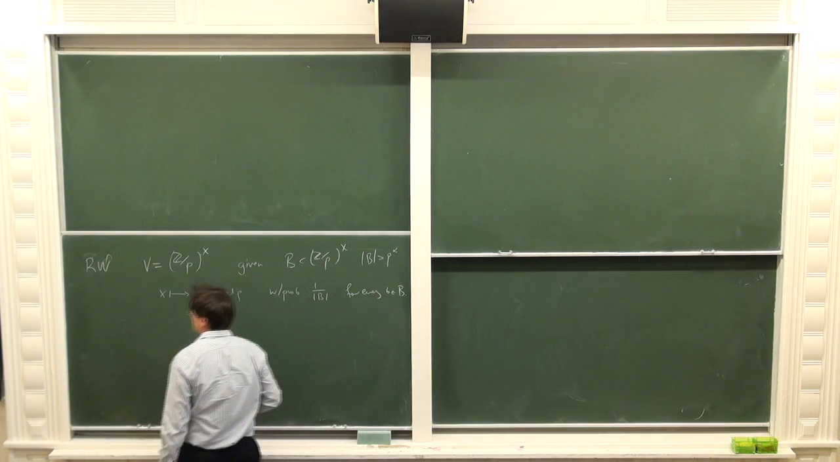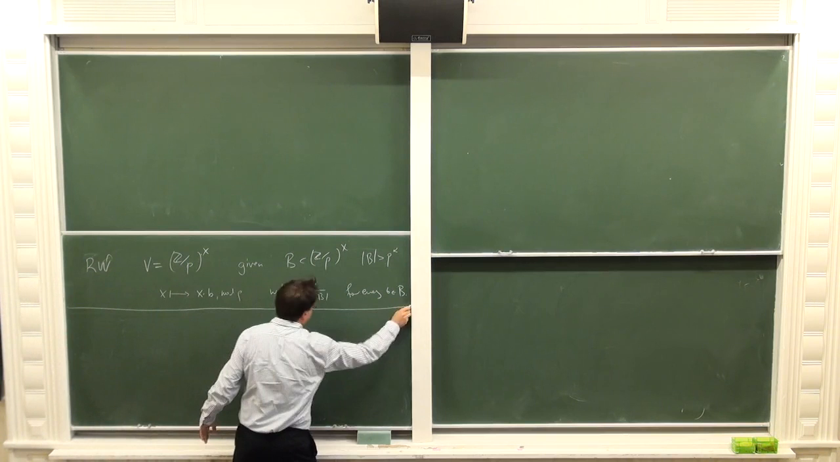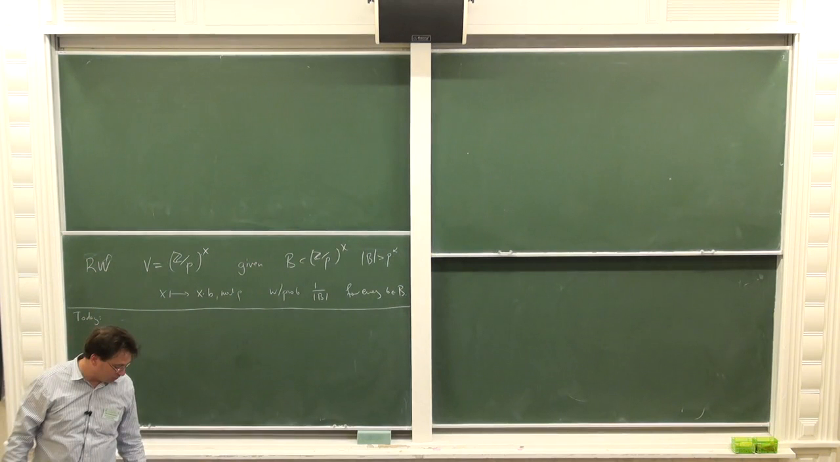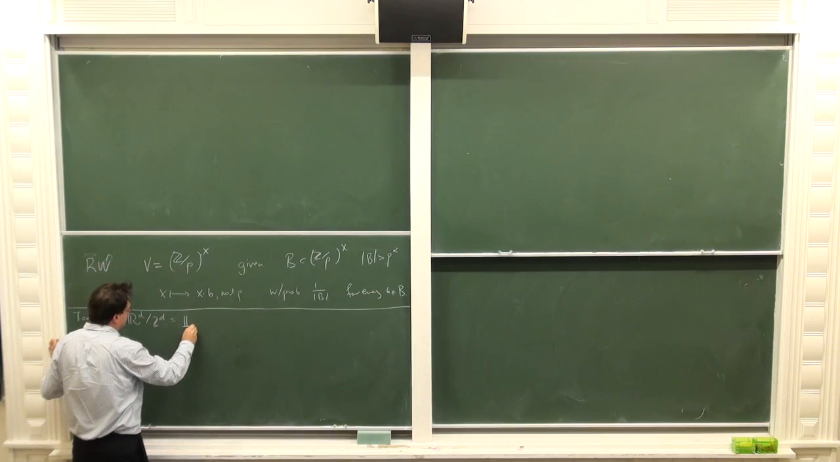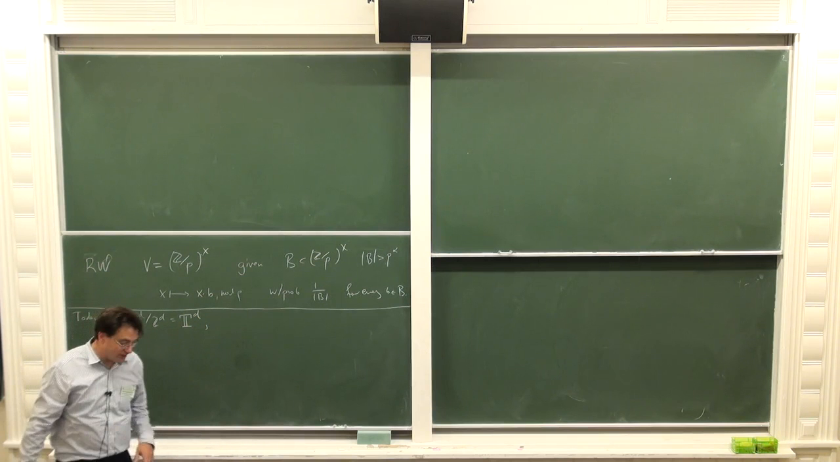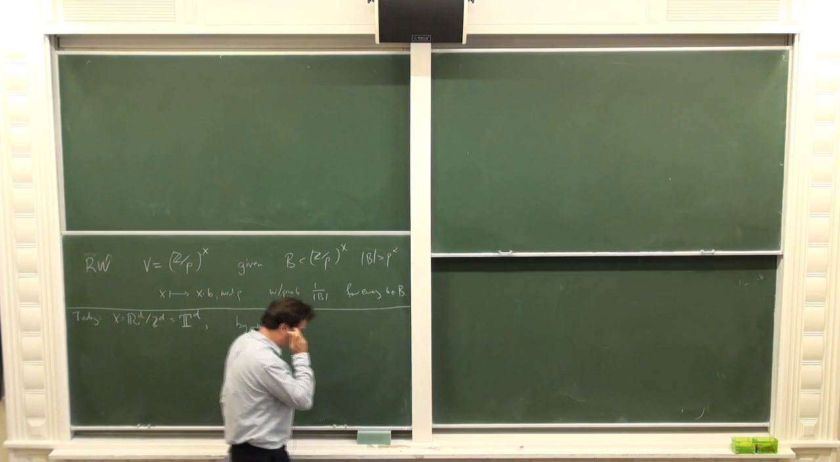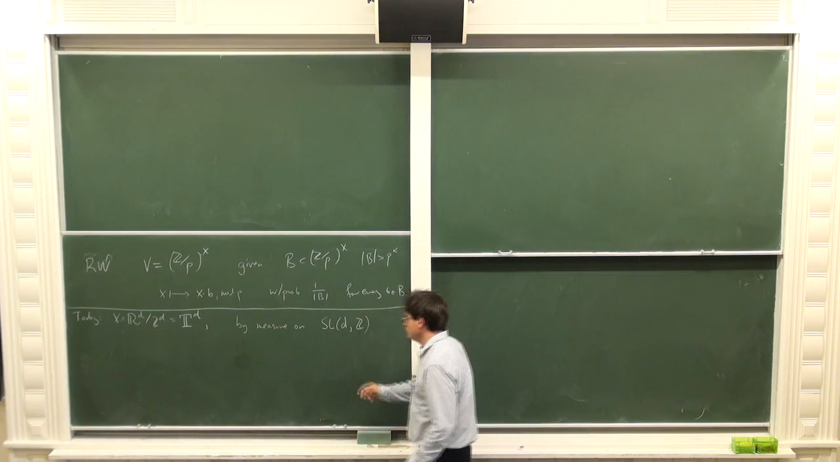Today I'm going to talk about another random walk. This was last time. Today I'm going to talk about the following random walk. Now I'm going to have not finitely many vertices, but a continuum of many vertices. So my space is going to be R^d modulo Z^d, just the d-dimensional torus, and this random walk would be given by some measure on the group of d by d invertible integer matrices. Let's call it a probability measure.